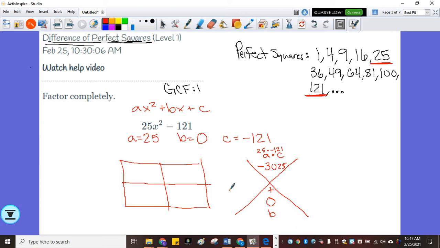The only way you can add to 0 is if you have the same number and one's positive and one's negative, right? So we need the same number here and here, but one's going to be positive and one's going to be negative. So we're looking for two of the exact same numbers. This only works for difference of squares, but you can take the square root of this large number, and that will give you the number you need to use.